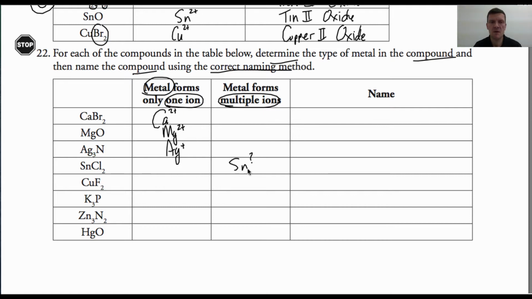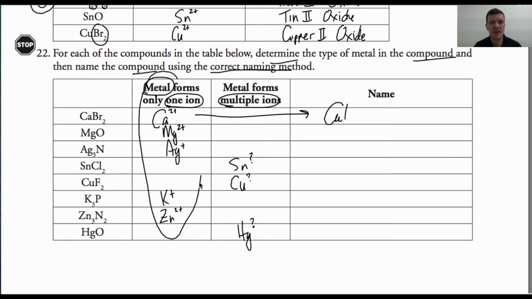Copper, not one of the ones I memorized, so I don't know what that is. Potassium, always +1, it's in group 1. Zinc is always going to be my +2, I memorized that. And mercury has multiple options, so I'm not sure which one, but I'm going to figure it out in a second. So this one is going to be with calcium. I don't need any Roman numerals if it is only one. Everything in this column here, I don't need any Roman numerals with this.